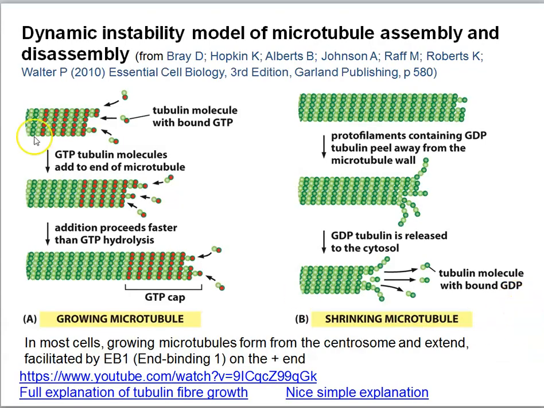And this is just shown here. You've got an extending microtubule, tubulin dimers, heterodimers are being added, they're GTP bound. Now the GTP does get hydrolyzed, but as long as you're adding them in quicker than the GTP gets hydrolyzed, then we can continue to have extension. Whereas if that GTP is hydrolyzed en masse, the whole microtubule will then collapse.